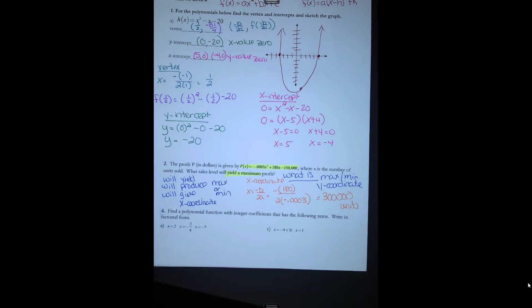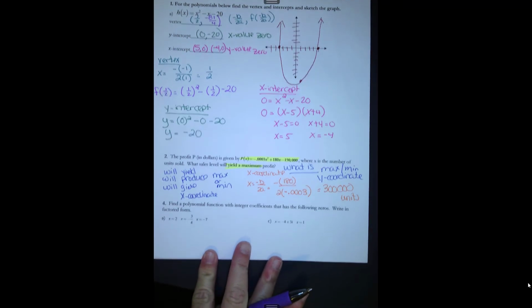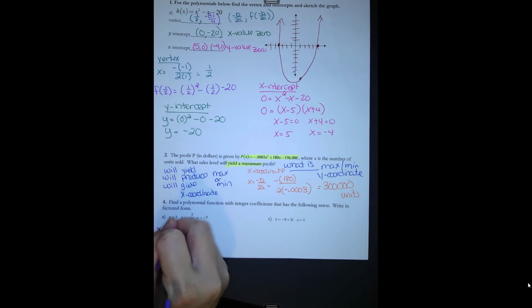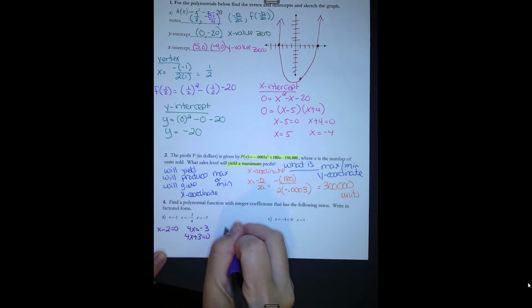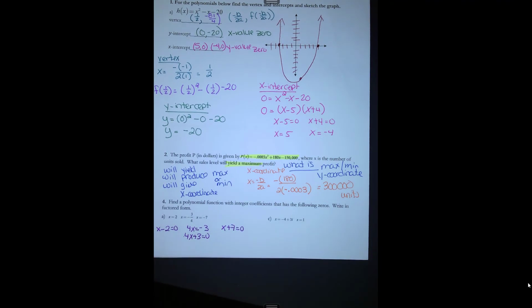Next, so that was kind of it for the quadratics. Then we're going to look at our polynomials. And it says find the polynomial function with integer coefficients that have the following zeros. Write in factored form. So ultimately, these are all of our zeros, meaning where does it cross the x-axis, and we want to write our function. So this, as a factor, ends up being x minus 2 equals 0. This is, so far, 4x equals -3, so 4x plus 3 equals 0. And this last one would be x plus 7 equals 0. So there are all of our factors.